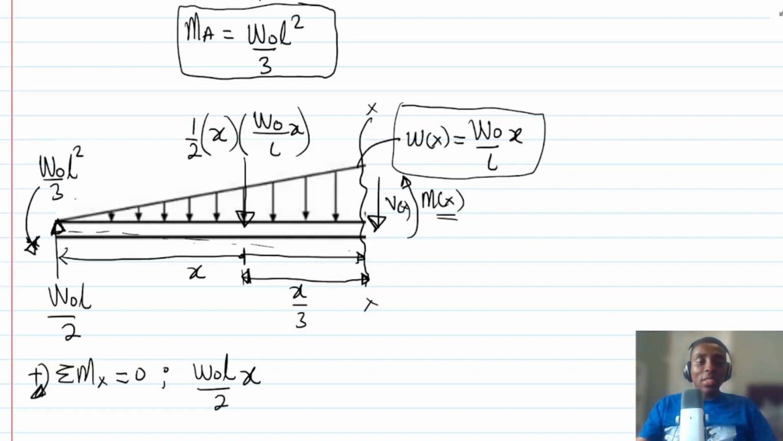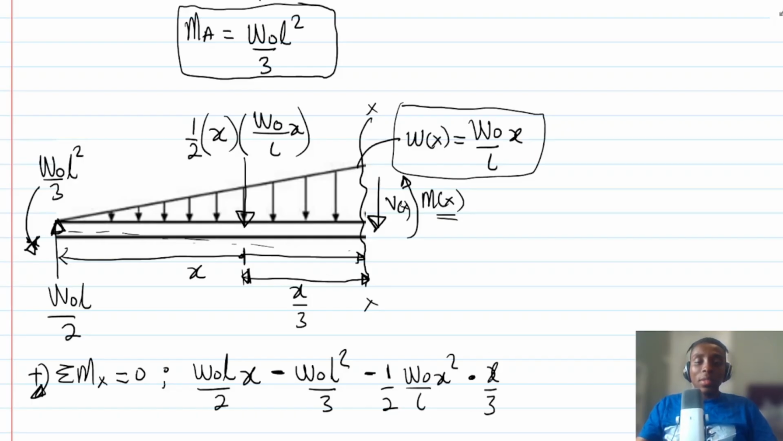And then don't forget that already this is a moment on its own. But then it's anti-clockwise. So minus W naught L squared divided by 3. Right. And then what else? You realize that this load here is going to cause counterclockwise. So minus 1/2 W naught over L x squared. That's this load here. And then the moment arm is actually a distance of X over 3.